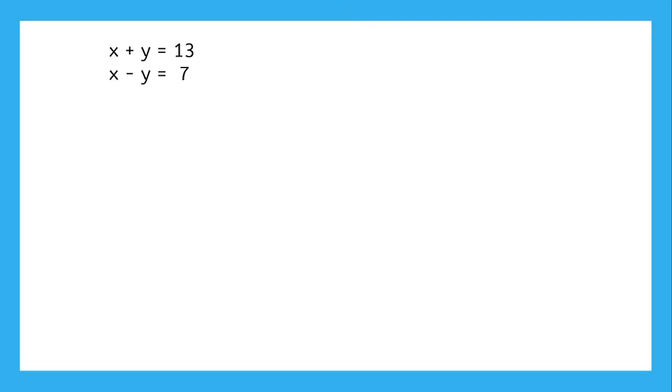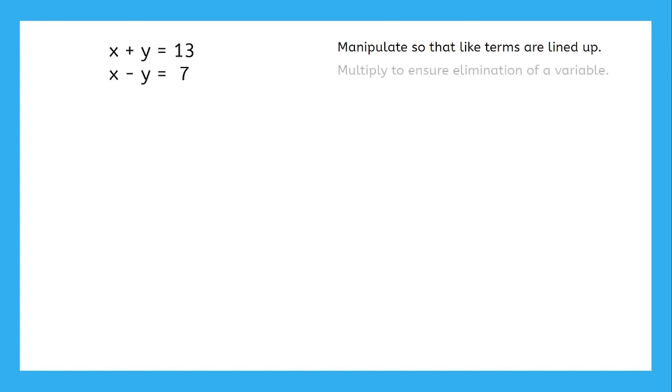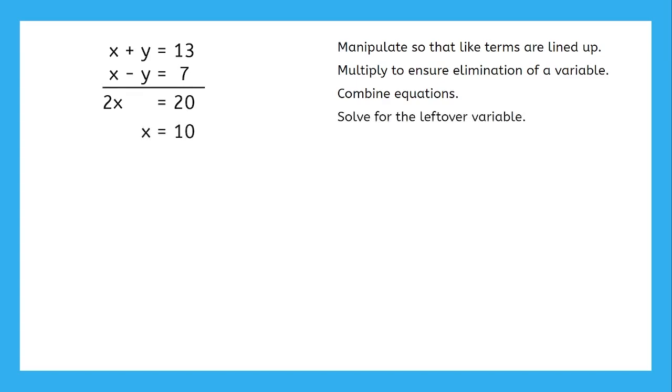Let's start with an easy example. What's the first thing we have to do? We have to manipulate the equation so that like terms are lined up. In this case, that's already done for us. So the next step is to multiply, if necessary, to ensure that a variable will eliminate. For this example, the y terms are already prepared for elimination. Next, we add the two equations together. When we do that, the y terms cancel, and we get 2x equals 20. We can finish solving this by dividing by 2, and we find out that x equals 10.